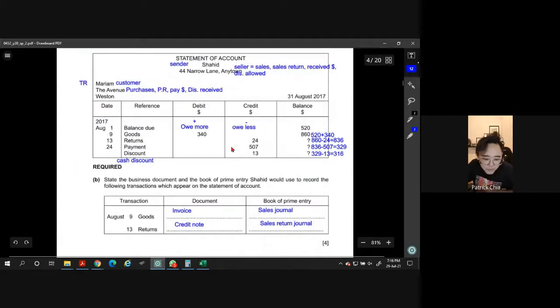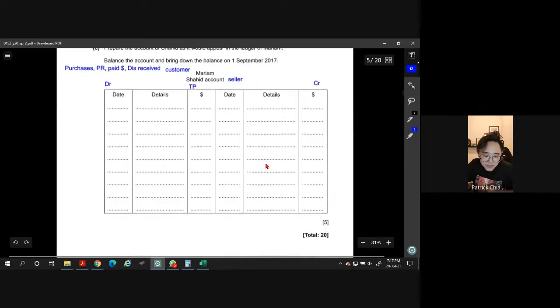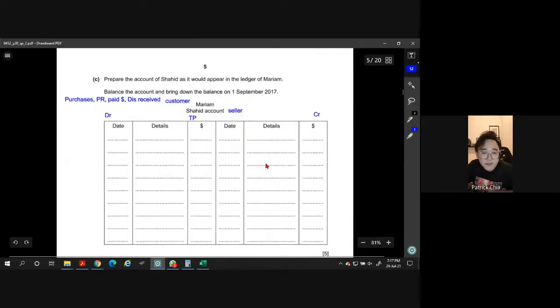Alright. So we have balance 520. Where do I put this? Right now we are Mariam, so we have to start with the balance first. Balance is always balance BD. So the 520, do I put on the left side or on the right side? How do I know?